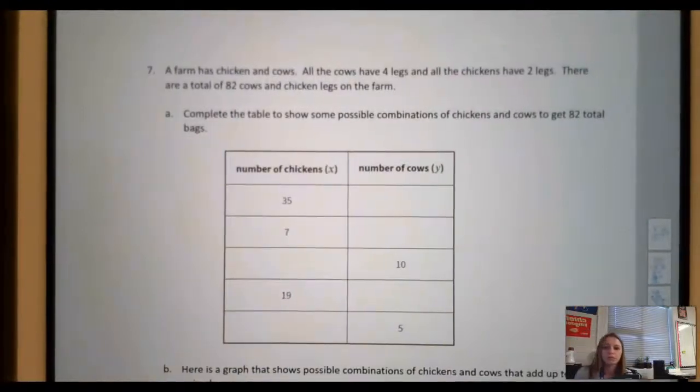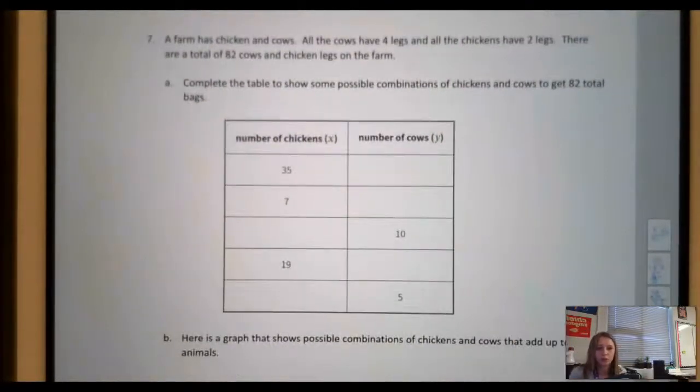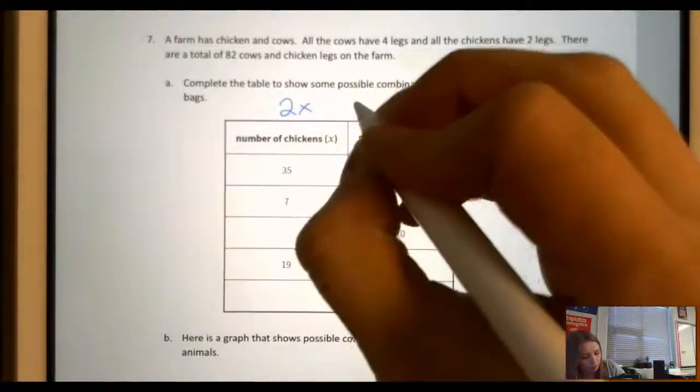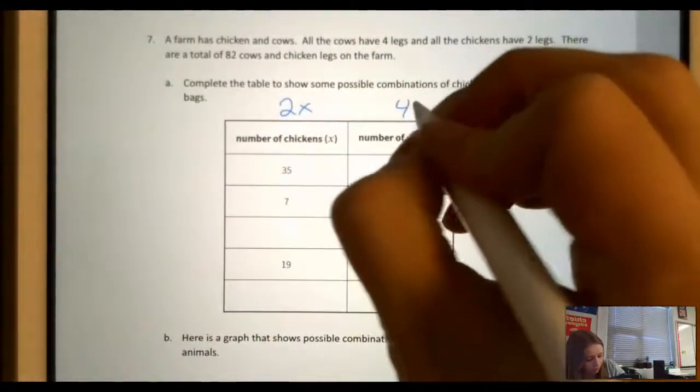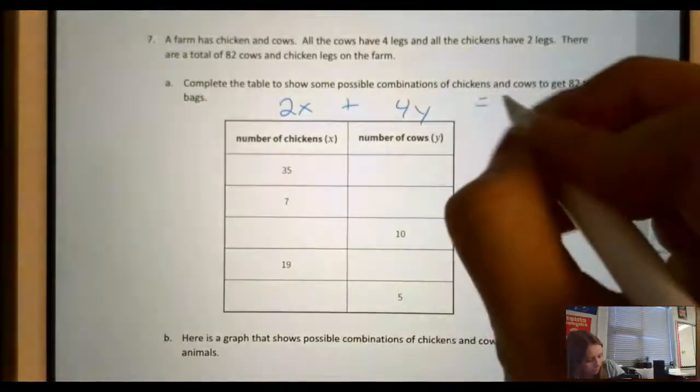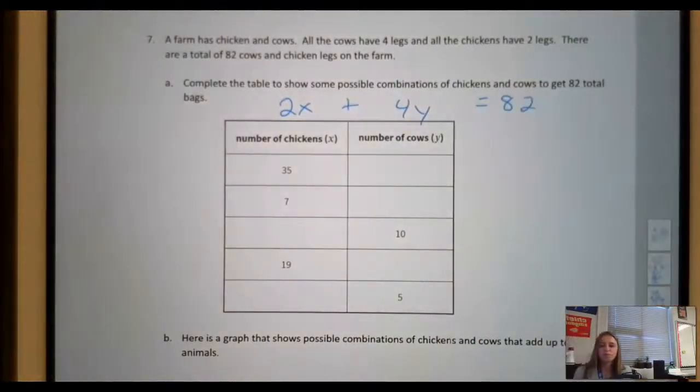Okay, now onto this one. So all chickens have 2 legs, and then all cows have 4 legs. And there's a total of 82 legs. I'm going to sneeze. Sorry about that.